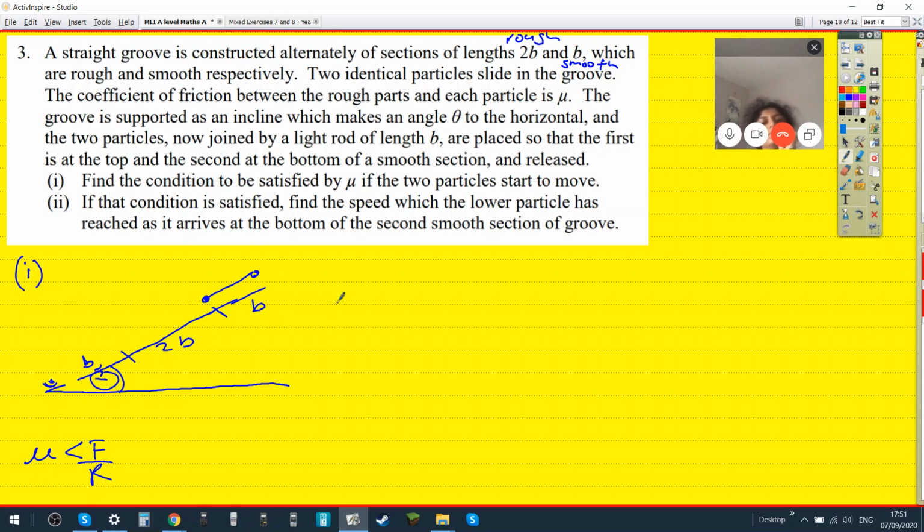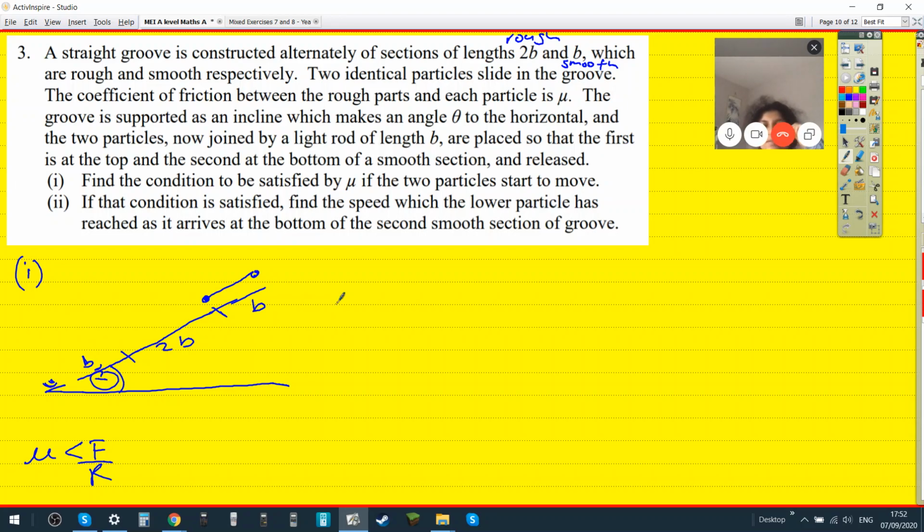For identical particles, slide in the groove. The coefficient of friction is mu. The groove's forward, and it's released. Find the condition to be satisfied by mu if the particles start to move. So mu is less than F over R. Seems good. Yeah, I think that's fine.